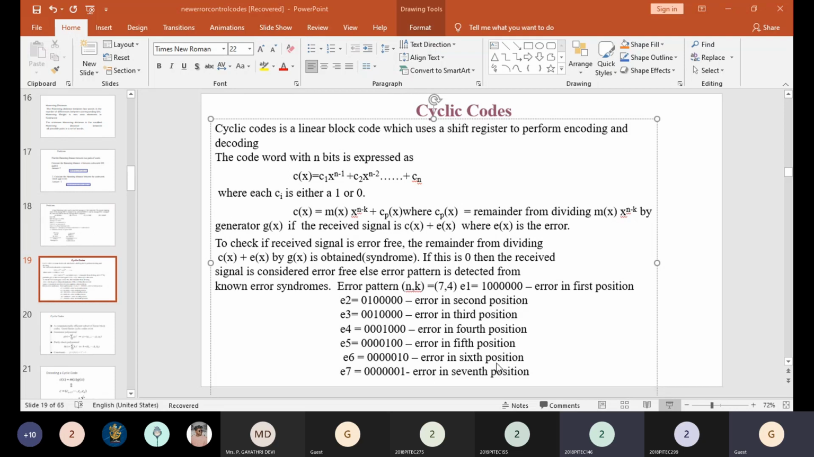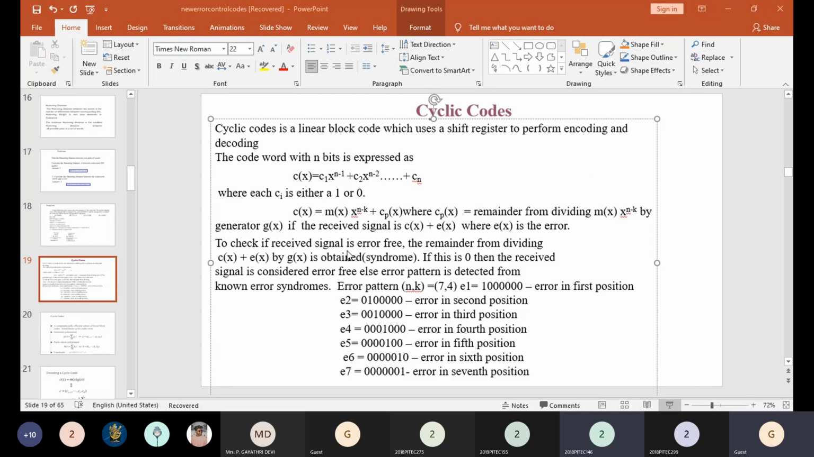So this is the error in the third position. I wrote here up to the third position, but to be generalized, I've just written it here because a cyclic code is more or less a linear block code, but with the cyclic shift property. So cyclic codes are a computationally efficient subset of linear block codes.